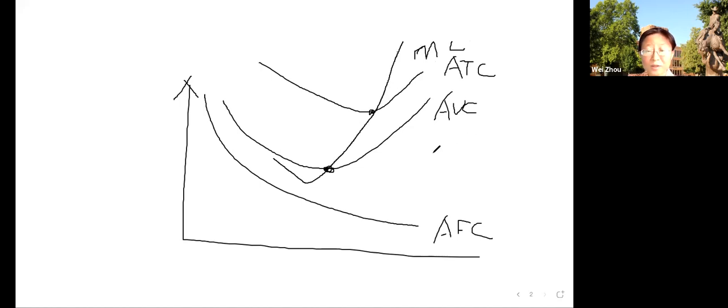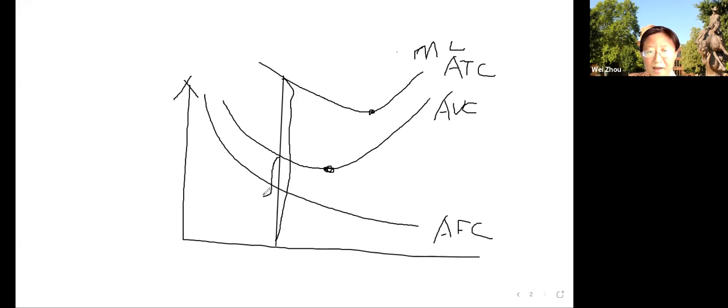For this full graph, let me see if I can erase this one to make it easier. For any of these costs, let's say if I produce one bread, that is the cost. Then this is average total cost. This is average variable cost. And the difference between average total and average variable is average fixed.